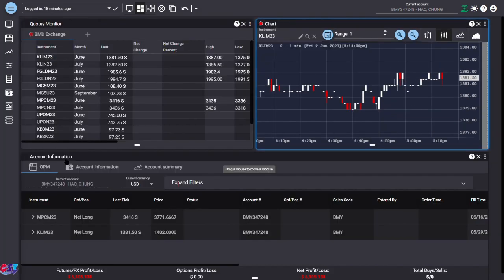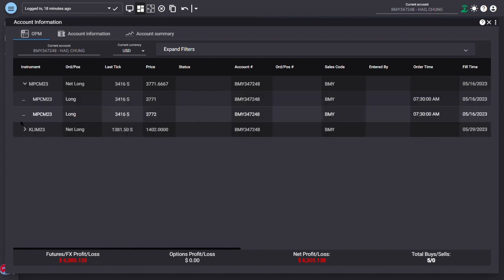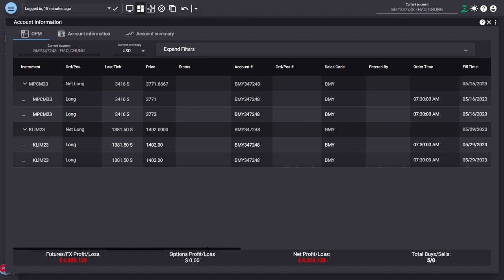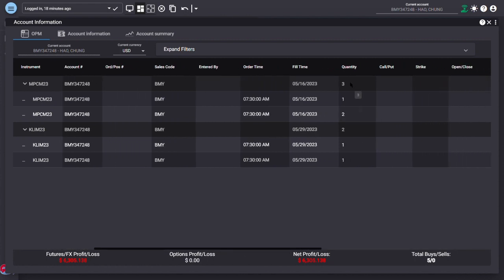Let's take a look at the account information monitor, which is the most important among all of them. In this monitor, we will be able to view our OPM, which is our Operations Performance Management, whereby all the instruments that we have will be shown here. As you can see here, I have two instruments, one is MPCM23 and one is KLIM23. It also shows the quantity that I have, which is 3 for the crude palm oil future contract MPCM23 and 2 for FTSE Bursa Malaysia KLCI, which is KLIM23.